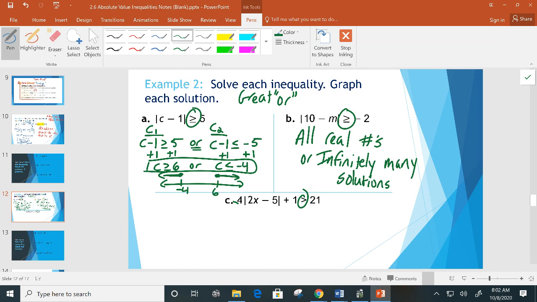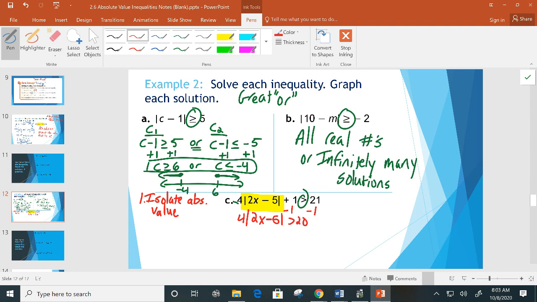Last example that we're going to see in the video is letter C. Now, letter C is a little bit more complicated because my absolute value is not isolated yet. So just like we saw when we solved absolute value equations, we have to start by isolating the absolute value. So I'm going to start by subtracting 1. Don't write your cases until you isolate the absolute value. That's a common error.